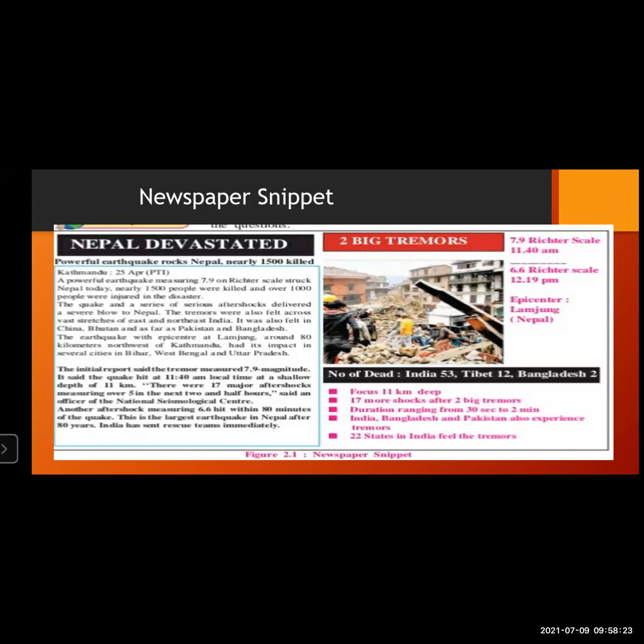At what depth was the focus located? The focus was located at 11 kilometers below the Earth's surface. Then what kind of damage is seen because of the earthquake? You can see here on the slide that there was a loss of life and property. According to you, what would be the reason behind this earthquake? The reason, you know, is the endogenetic movement. Have you ever experienced an earthquake? This is an open-ended question, this is your own experience, you are going to write. Now, let's move further to the next slide.